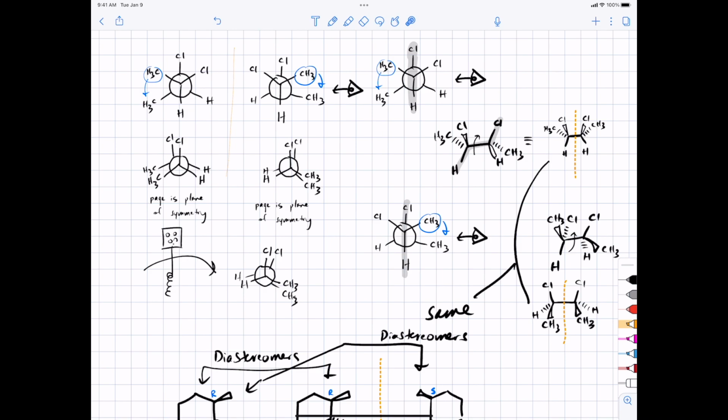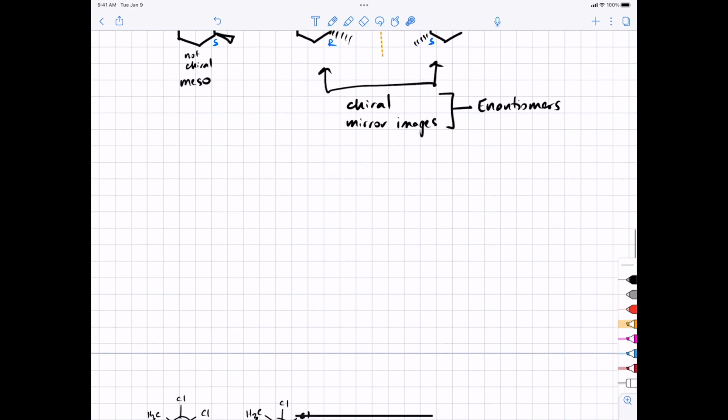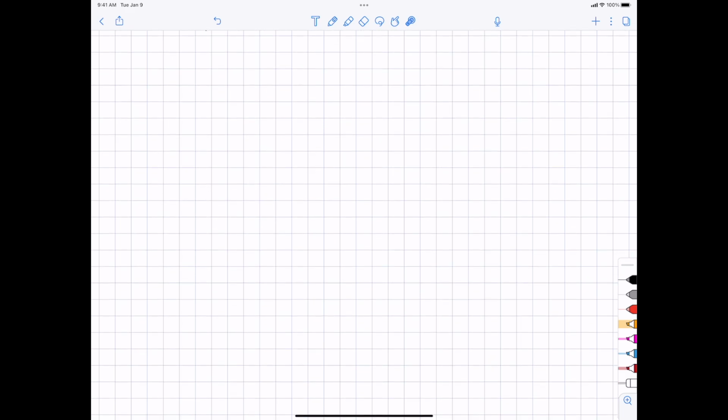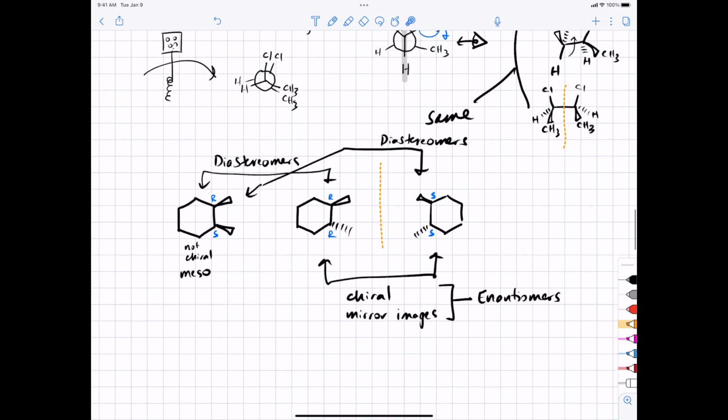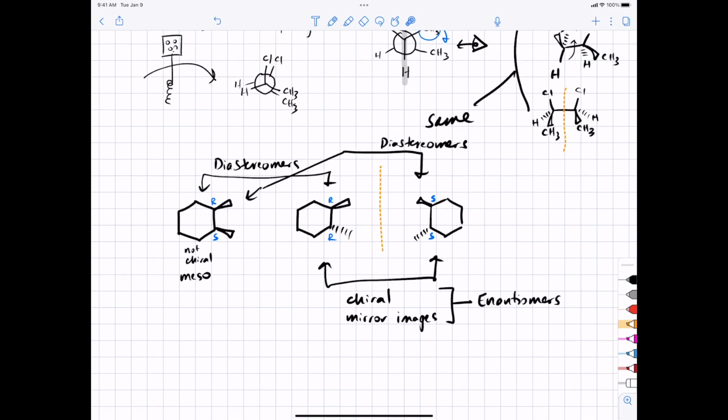Now, we need to sort of move on to who on earth cares. And the answer is, well, hold on. I forgot to say, diastereomers are different molecules. They have different chemical and physical properties. Enantiomers are different molecules, but they have to have the same chemical and physical properties by definition.